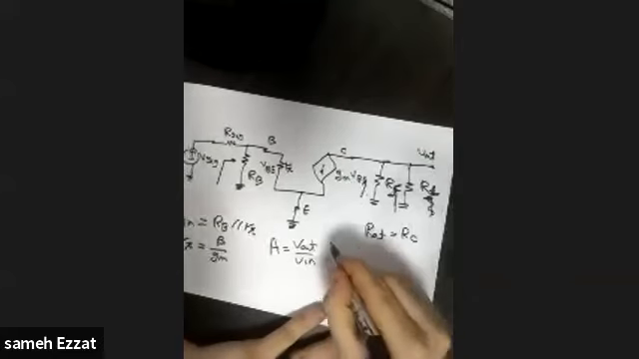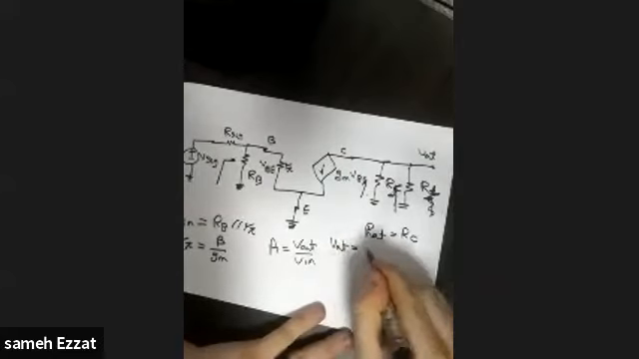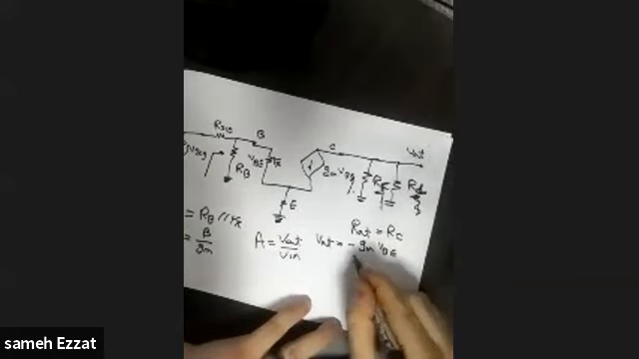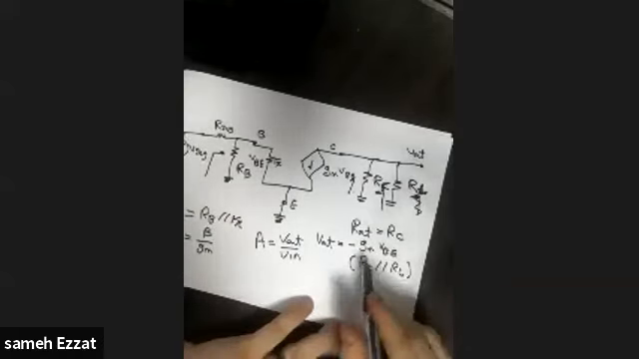So V out equals negative the current, which is GM multiplied by VBE, multiplied by the two resistances in parallel, which is RC parallel to RL. This is simply the output current. But GM is a transconductance constant, which is IC over VT. We will calculate it later.